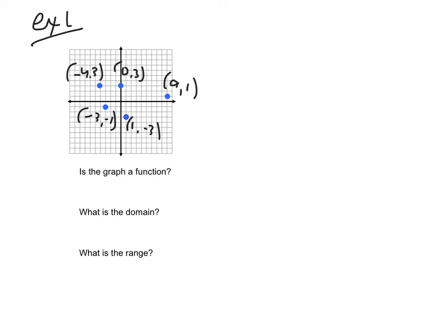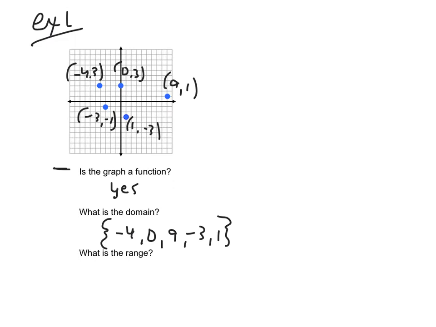Okay, so now that we know what our points are, we need to answer this. Is it a function? Well, first we have to compare the x values. So what is the domain? The domain is all your x's. So our x's are, let's start with negative 4, so negative 4, and then 0, and then 9, and then negative 3, and then positive 1. So do the x's repeat at all? Well, they do not. So is the graph a function? Yes, because the x's do not repeat.